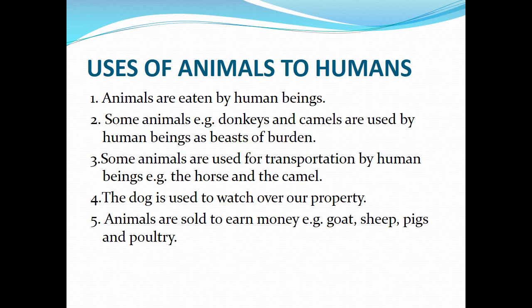Number 3, some animals are used for transportation by human beings, e.g. the horse and the camels. Horse and camels, especially in the olden days, are used for transportation. Number 4, the dog is used to watch over our property. So the dog is used for security, to watch over our property. Then number 5, animals are sold to earn money, e.g. goats, sheep, pigs, and poultry. They can serve as source of income.